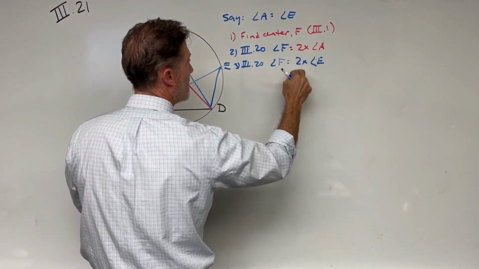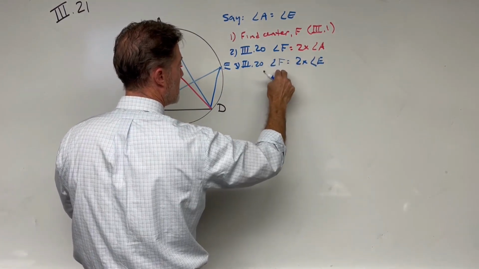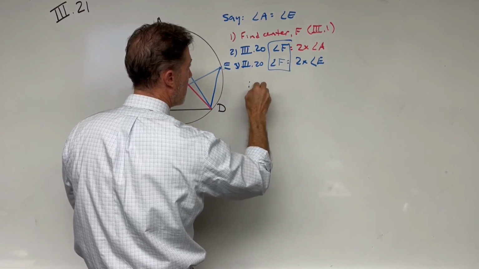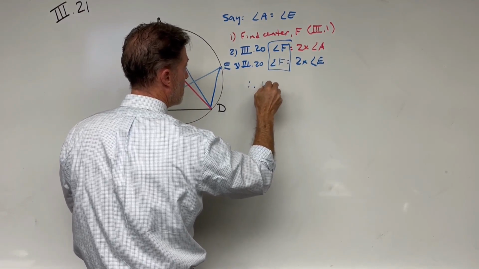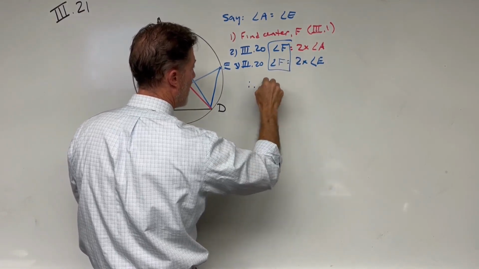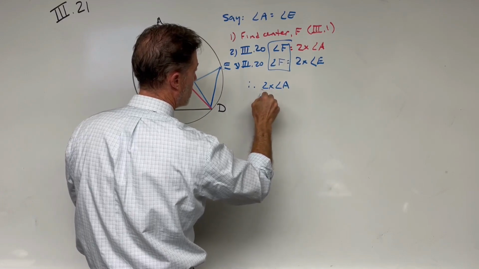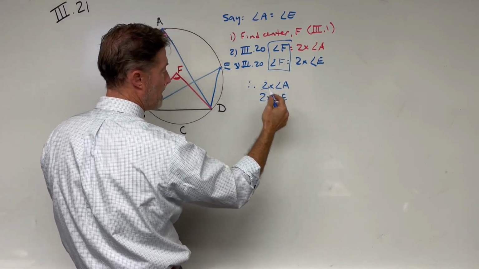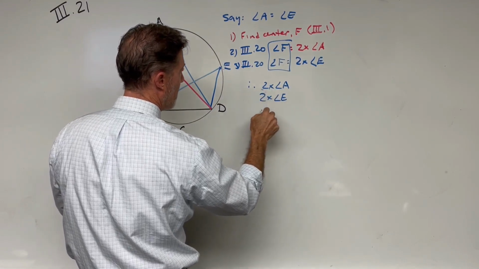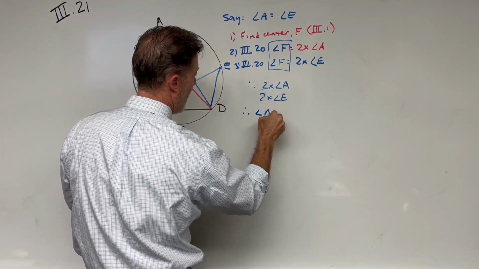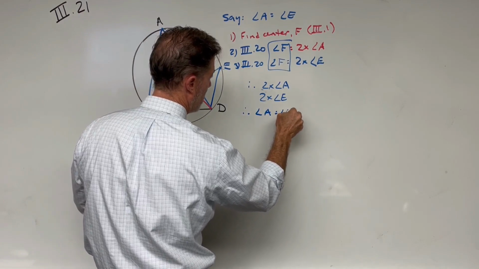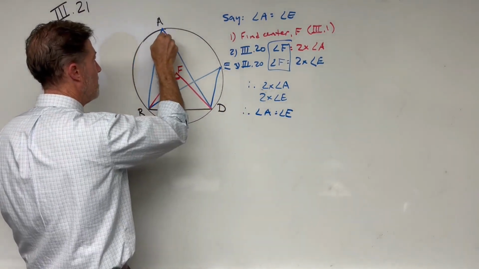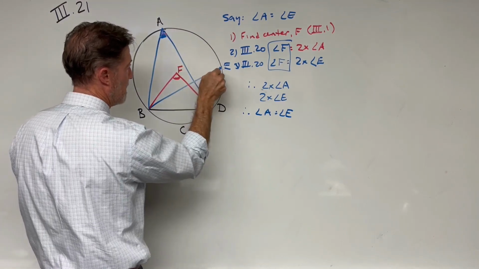Well, now we can see that these two things are equal to the same thing. They're both equal to F. Therefore, double angle A is equal to double angle E. Well, if we take halves of double things, they're still equal. Therefore, we can say that angle A is equal to angle E. So this angle here is equal to this angle here.